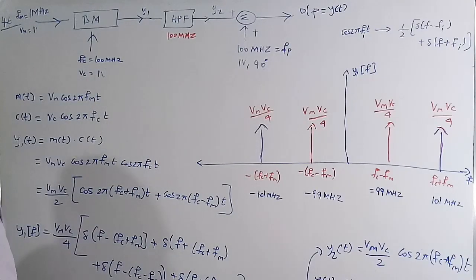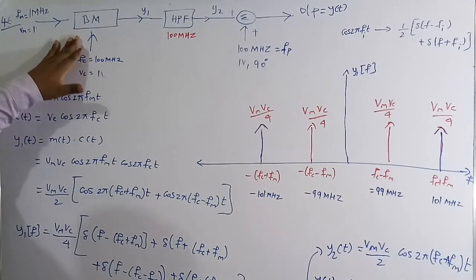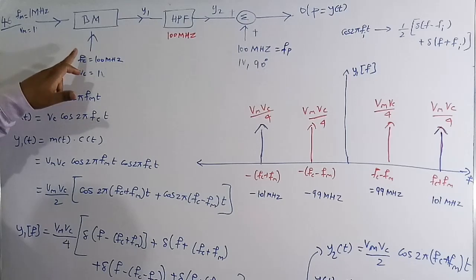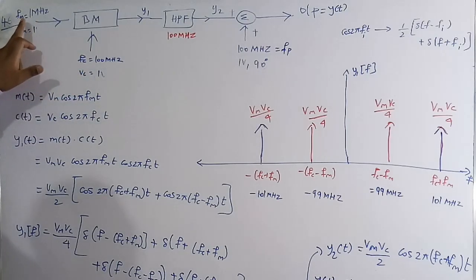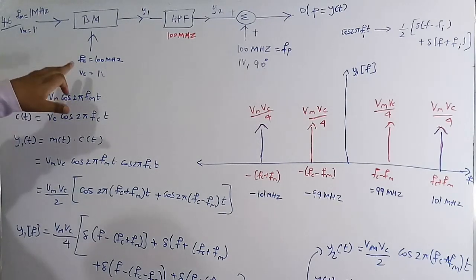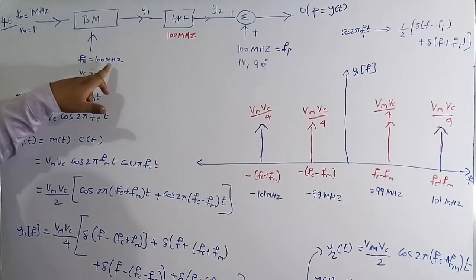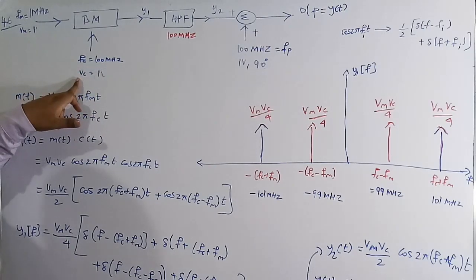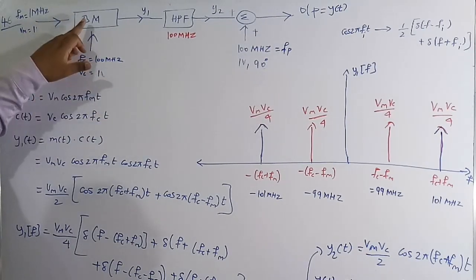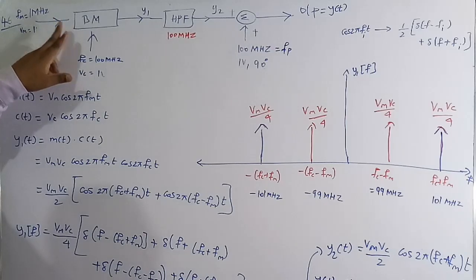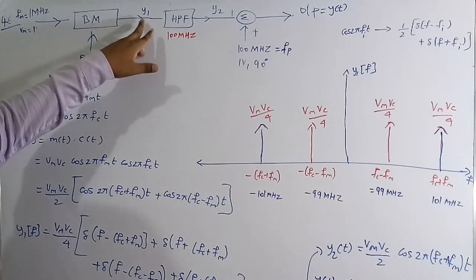So let's solve this numerical. Listen carefully. This question is a very very interesting question. So this is a balanced modulator. For this balanced modulator, they are given two signals as input: the message signal of 1 megahertz with peak amplitude VM equal to 1 volt, and similarly the carrier signal of frequency 100 megahertz with peak amplitude of 1 volt. The balanced modulator function is to give the product of these two signals. So the output is Y1.